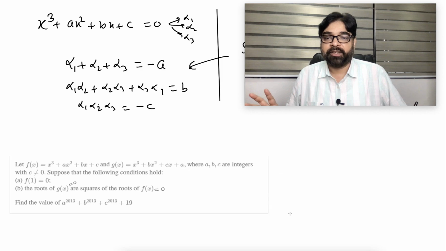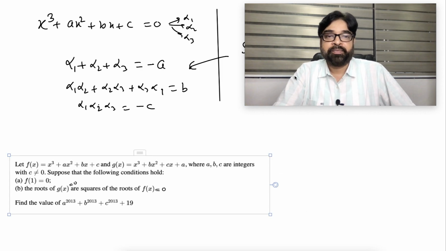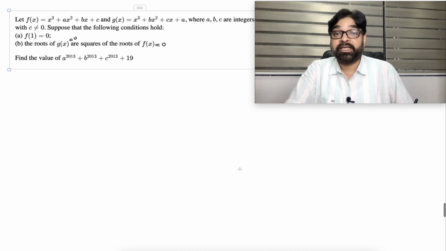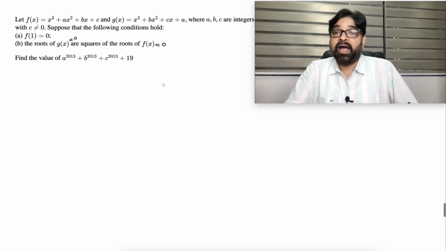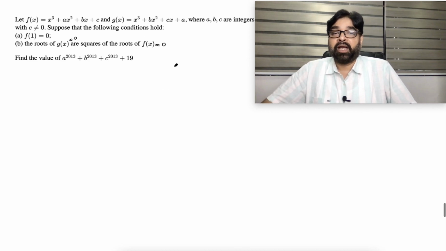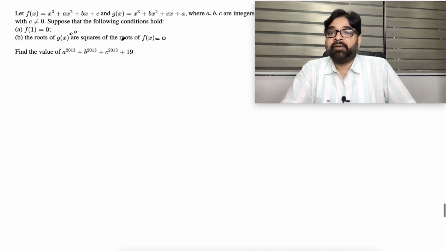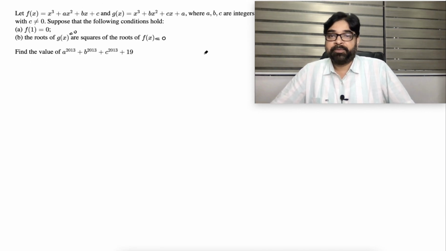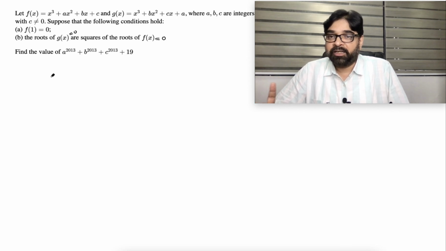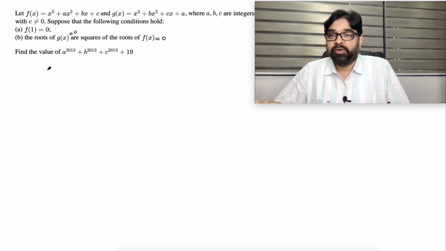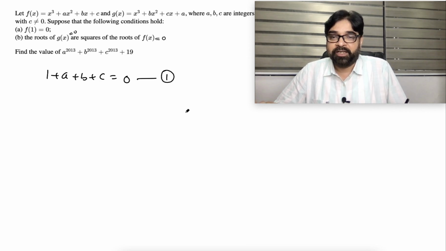I'm just making this a little bit smaller so that I can get some space. Right? So now, a, b, c are integers. They already mentioned that, and that's the only thing they mentioned. f of 1 equal to 0. Okay. So first condition: f of 1 equal to 0 means x equal to 1. If I substitute here, that is 0. It means 1 plus a plus b plus c equal to 0. This is my first condition.